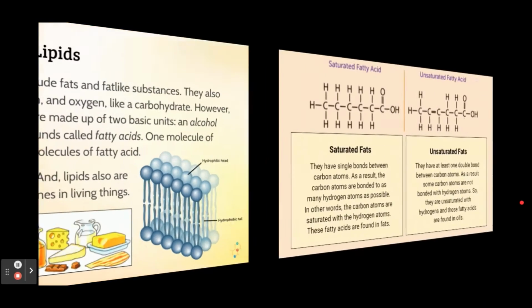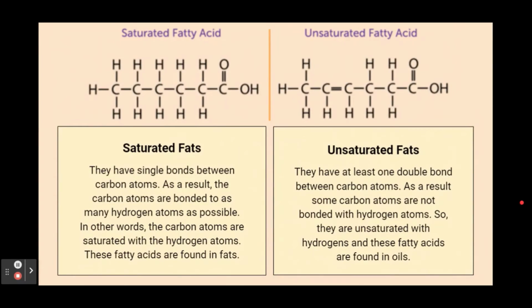All right, so here is a picture showing the types of fatty acids we have. We have a saturated fatty acid and an unsaturated fatty acid. Saturated fatty acids have single bonds between carbon atoms. Because of that, the carbon atoms are bonded to as many hydrogen atoms as possible. In other words, the carbon atoms are saturated with hydrogen atoms. Because of that, these fatty acids are found in fats, and these are the unhealthy ones we know of.